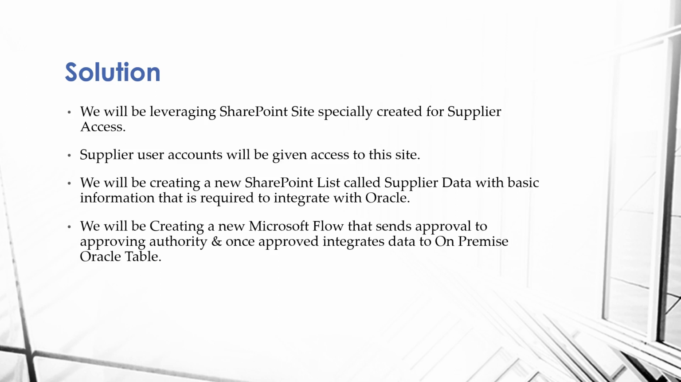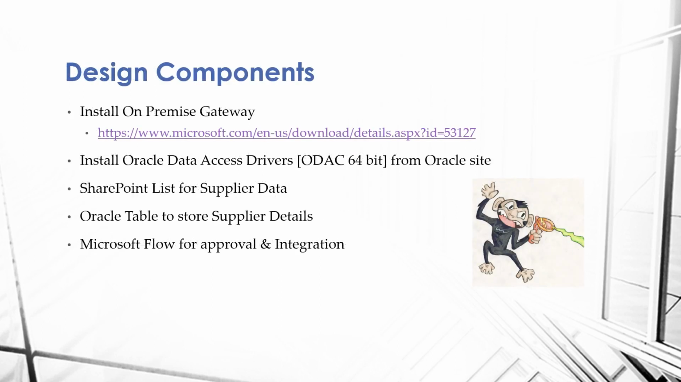Okay, so in this solution, what are different design components that we are going to need? We will need an on-premise gateway so that our flow hosted on Office 365 tenant can get connectivity to our on-premise environment to connect to Oracle database. So this gateway comes in two formats. It's a personal gateway or enterprise gateway. Depending upon your requirement, you can choose which one to download. I have installed personal gateway on my computer, and that's what I'm going to use for this purpose.